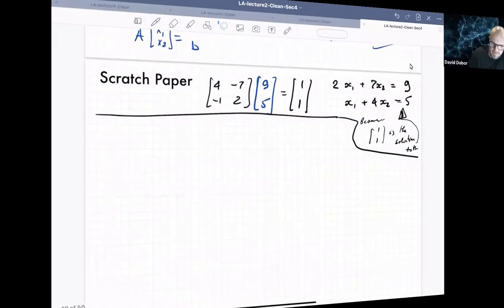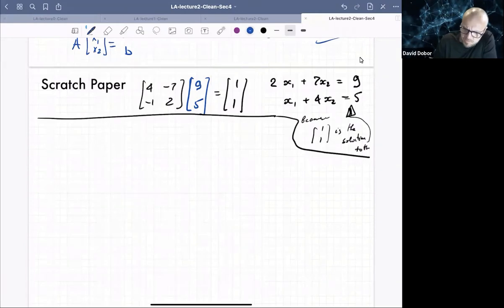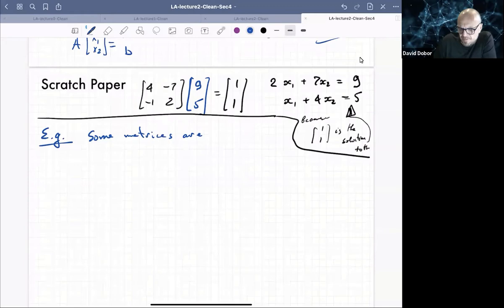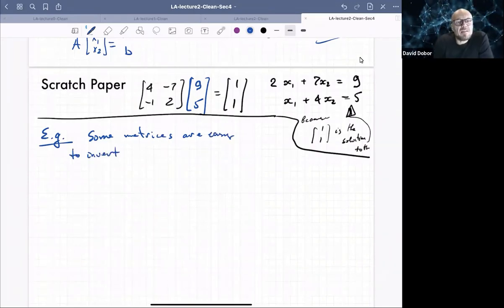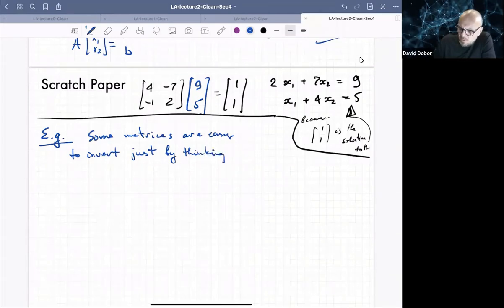Now, let's do a couple more examples, and we'll be on our way. Some matrices are easy to invert just by thinking about what they actually do, what their effect is, without doing any computation. So let's do a couple of those first, and then we'll move on. Just by thinking of what their action is, what they do.